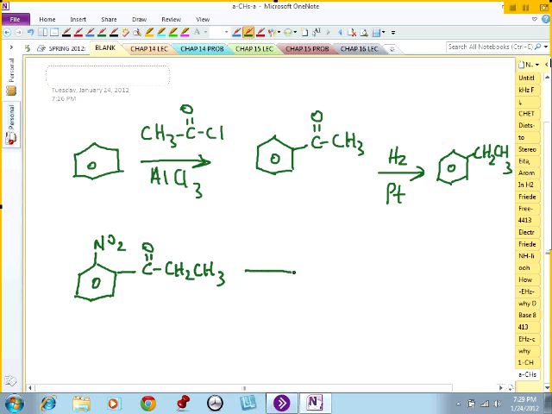Okay, if I do this, hydrogen and some catalyst, this reagent here will transform the nitro group to an amino group. At the same time, it will also transform the carbonyl group to a CH2. So this is what you're going to get. So this becomes a CH2.